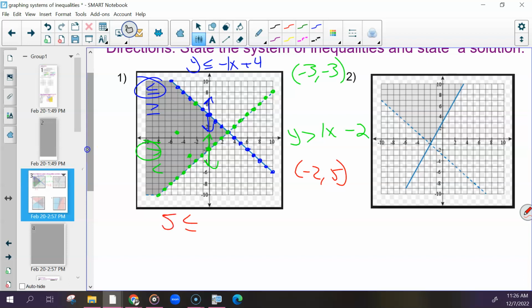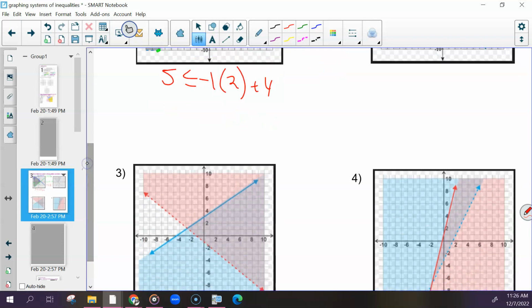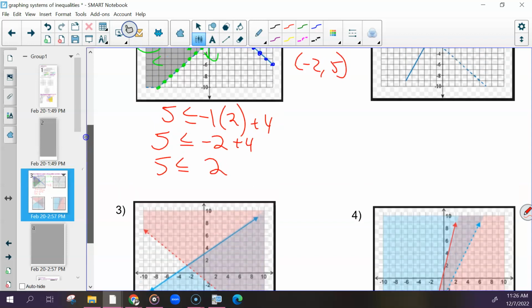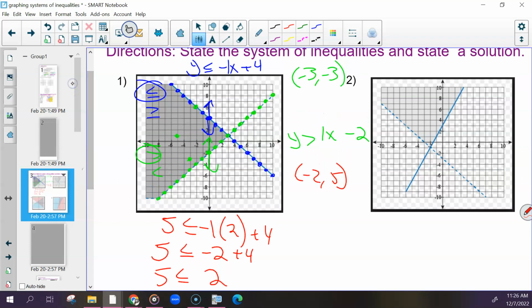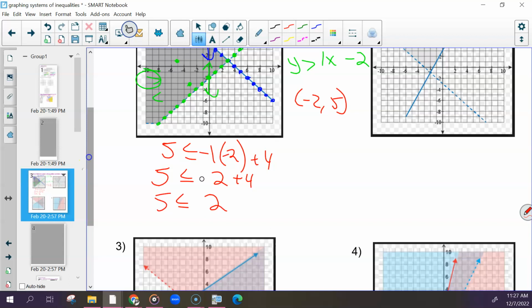So 5 is less than or equal to -1 × -2 + 4. So 5 is less than or equal to 2 + 4, 6. I did something wrong at first, because that was -2. So that one should work. The other one shouldn't. Is this a true statement? Is 5 less than 6? Yes. So that one works.